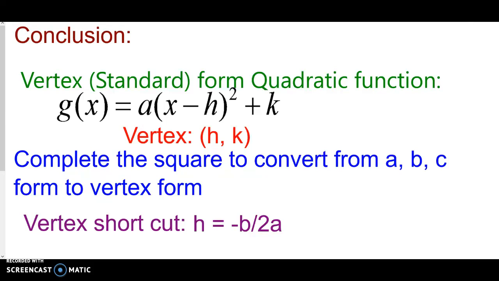All right, so we talked a lot about standard form and vertex form of a quadratic function, and how we can find h, k. We can use completing the square to convert from standard form to vertex form. And then also there is a vertex shortcut, which is pretty nice: h is equal to the opposite of b over 2a.